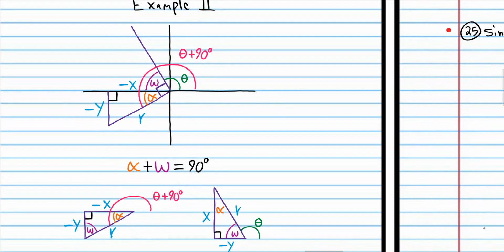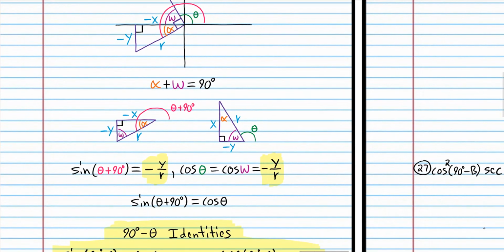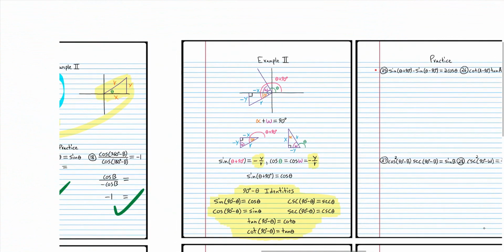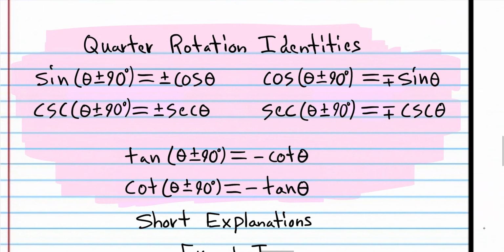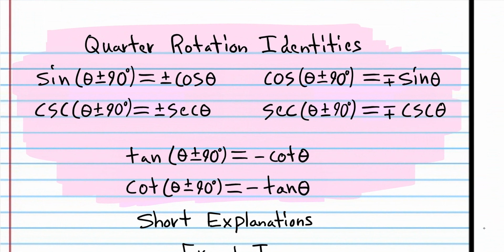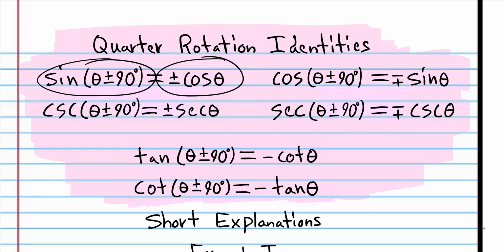So again, you have the same situation where you have a pair of complementary angles. So the most important thing to notice about these identities is that you're changing from one function to another function. We haven't done that yet. In every identity that we learned, we stuck with the same function.